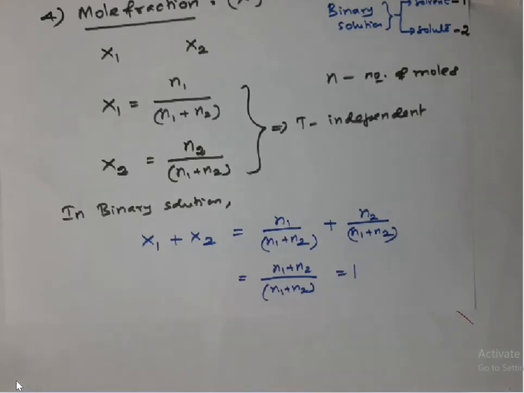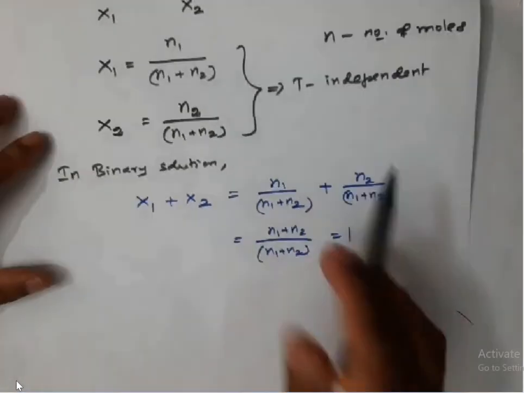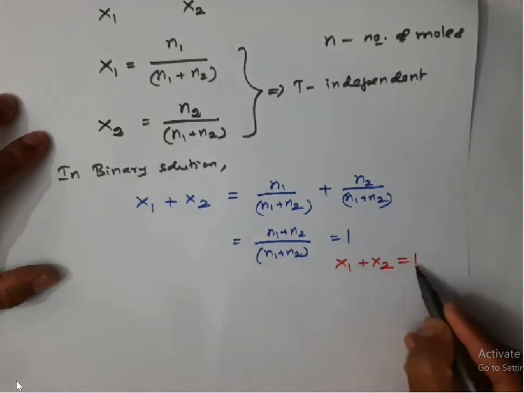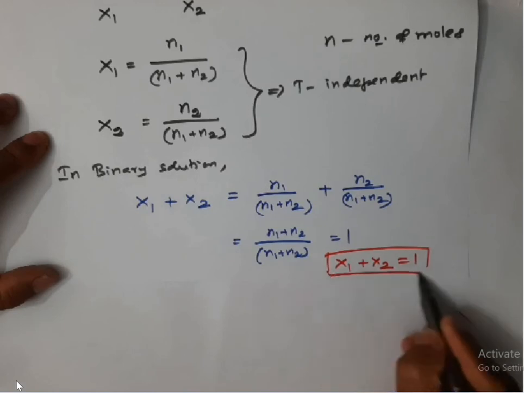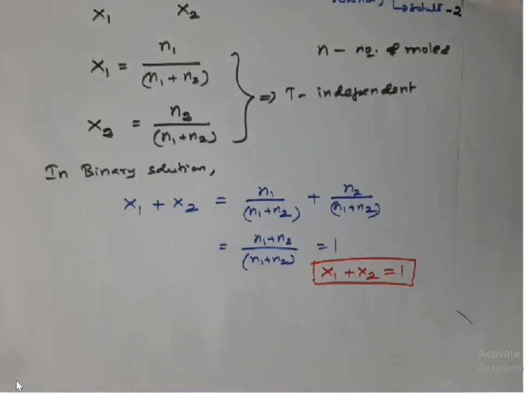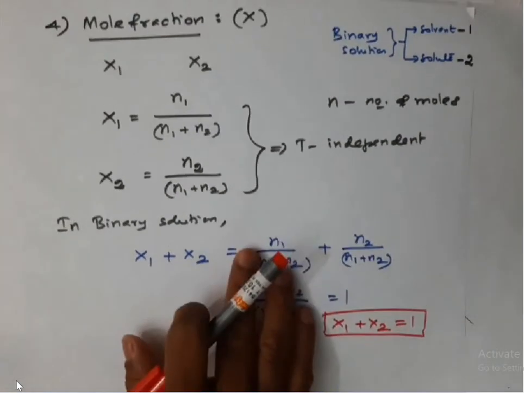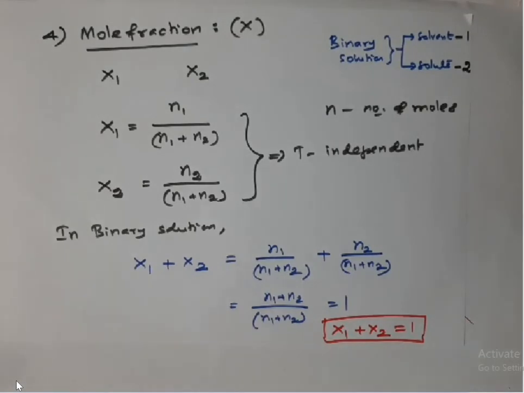So what is the meaning? In a binary solution, mole fraction of solvent plus mole fraction of solute is equal to 1. Very, very important, keep this in mind. This is what we call mole fraction. Then the next one, students, is this clear? Any doubt?